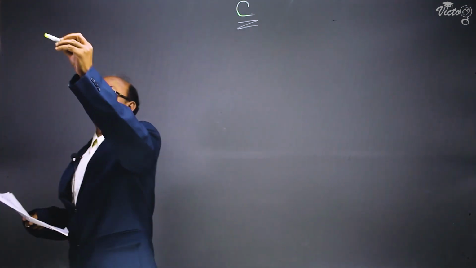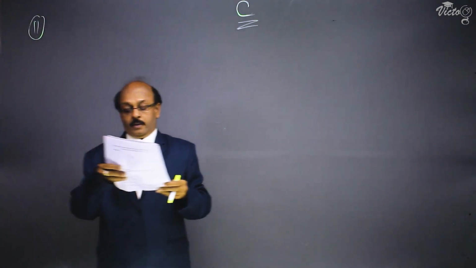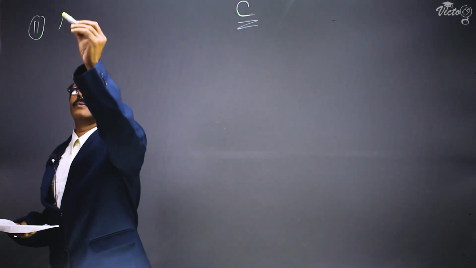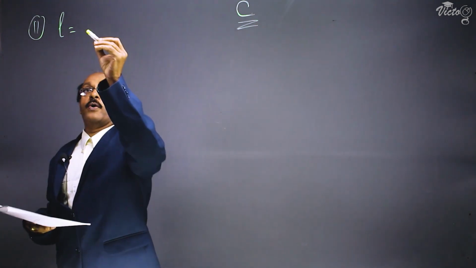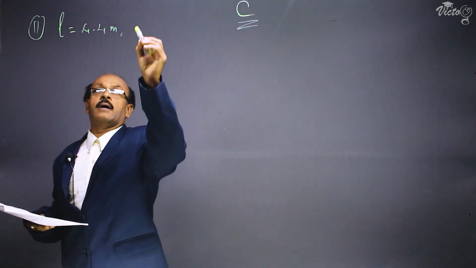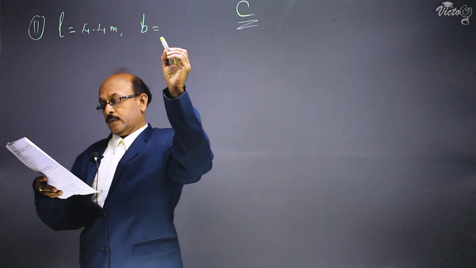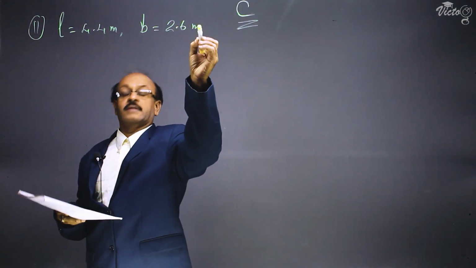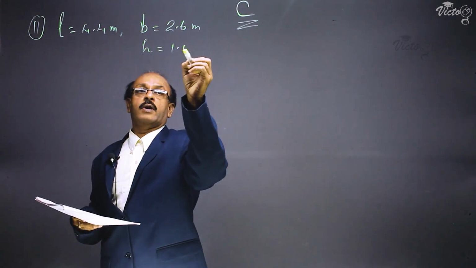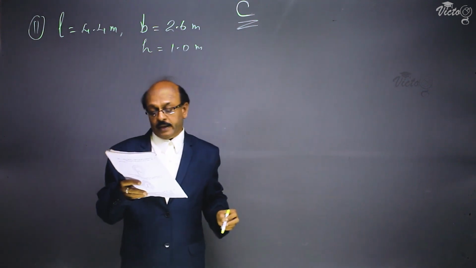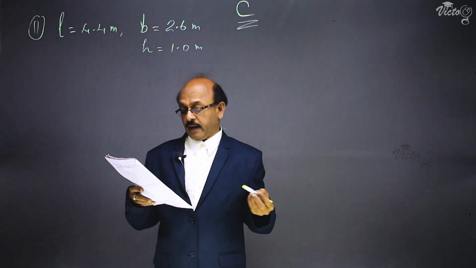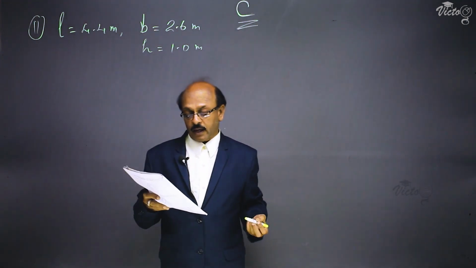Question number 11. Length, breadth and height of a cuboid are given. L is equal to 4.4 meter. Breadth is given as 2.6 meter and height h is equal to 1.0 meter, meaning 1 meter. It is melted and recast into a hollow cylindrical pipe of 30 centimeter inner radius and thickness 5 centimeter. Find the length of the pipe.